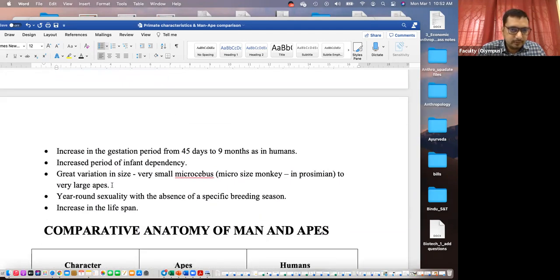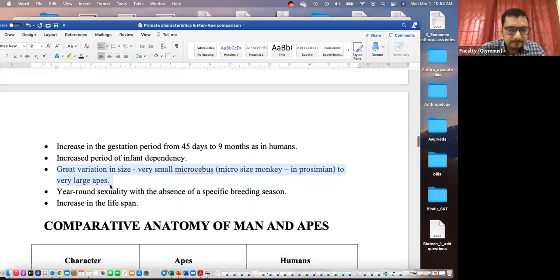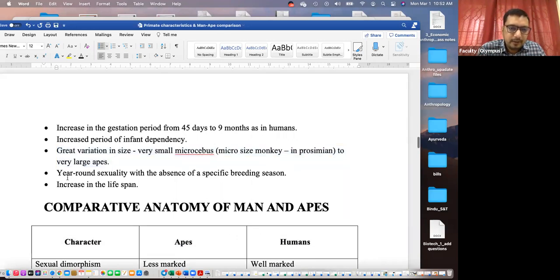Size, we talked about. I already mentioned to you, there are prosimians which are as small as 30 grams to orangutans and chimpanzees which may weigh about 350, 400 kgs. So there is a huge range in size that you may find within primates. And this is important to note.